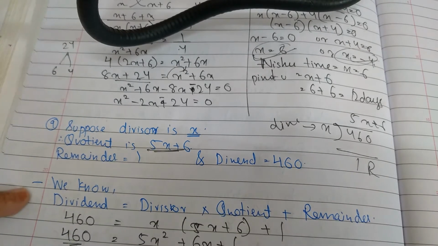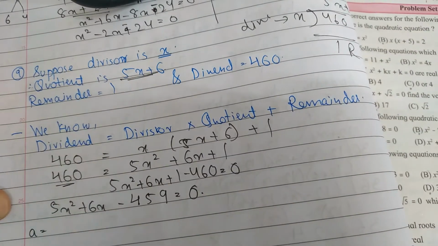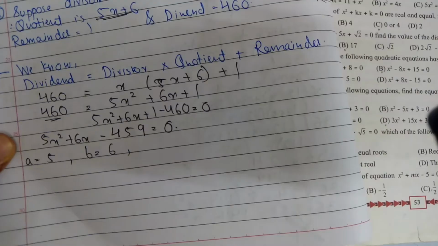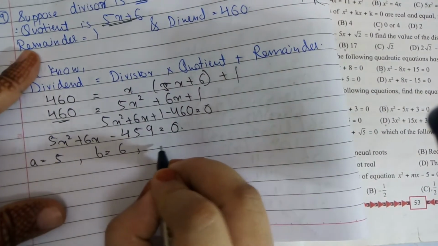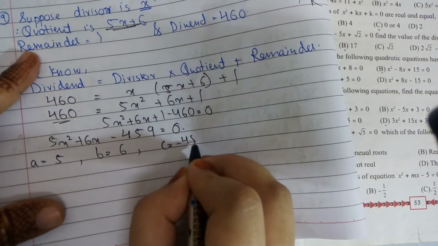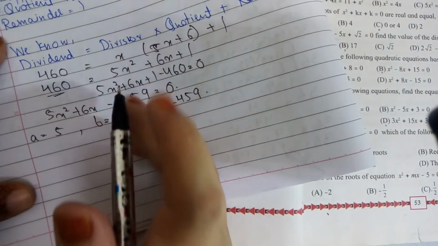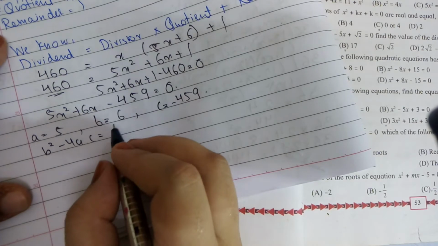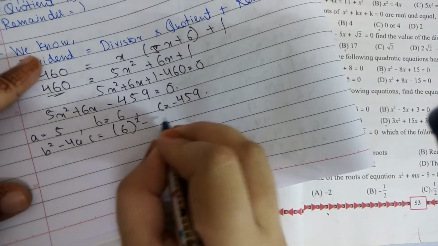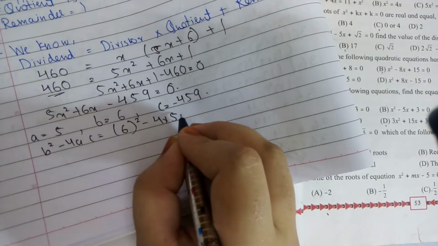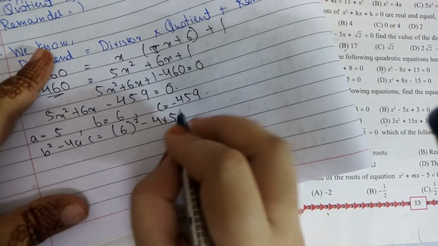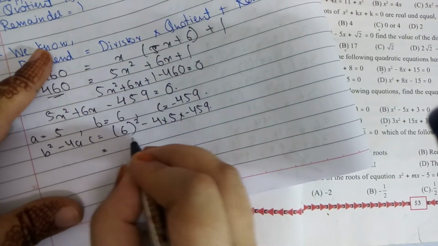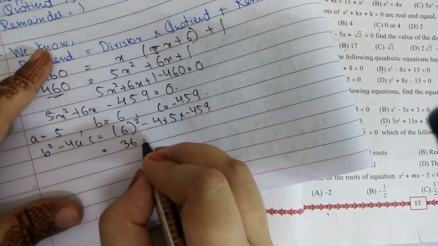So after solving this by formula, our A term is 5, B is equal to 6 and the value of C is equal to minus 459. Now first we will calculate B square minus 4AC. The value of B square is 6 square minus 4 multiplied by 5 into minus 459. Now 6 square will be 36, minus minus becomes plus.